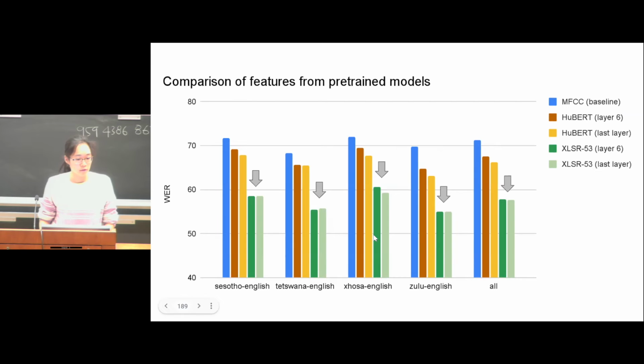And so it turns out that in any case, using the SSL features is always better than using the MFCC features for my particular experiments. And then for HuBERT, it's sadly better to use the last layer. And for the XLSR, it's quite difficult to say which layer is better, but in any case, XLSR is better than HuBERT features, which is better than MFCC features.